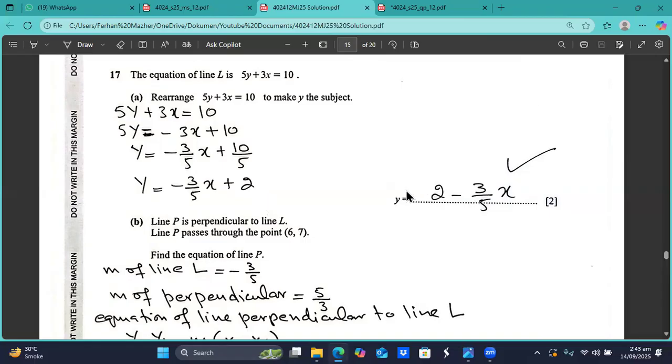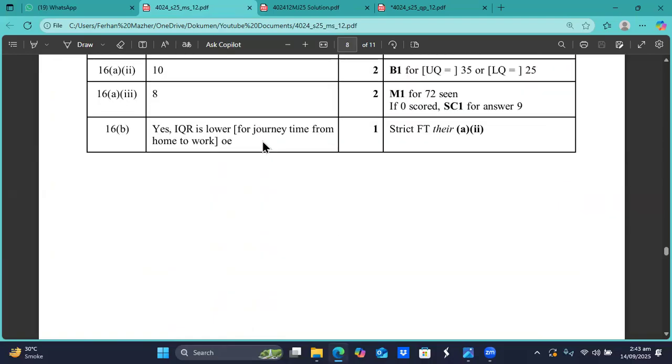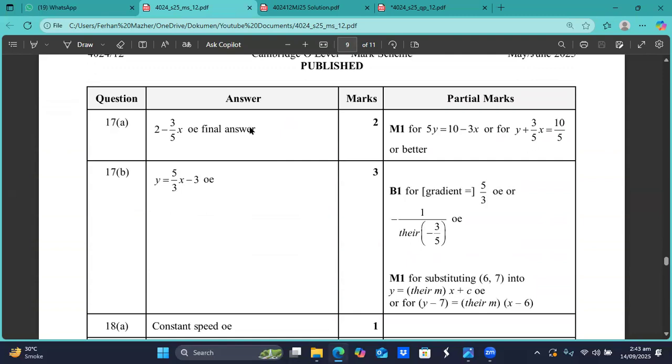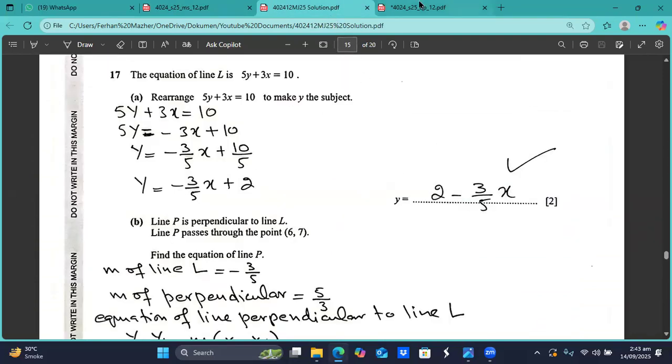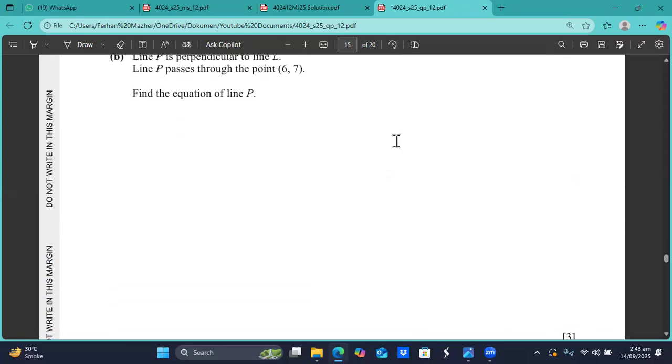So this is how you make y the subject of the formula. Now y is the subject because y is alone. This is our answer. I hope this is right. Yes. Okay, B part. The line P is perpendicular to the line L. The line P passes through the point (6, 7). Find the equation of the line P. This is a 3 marks question.